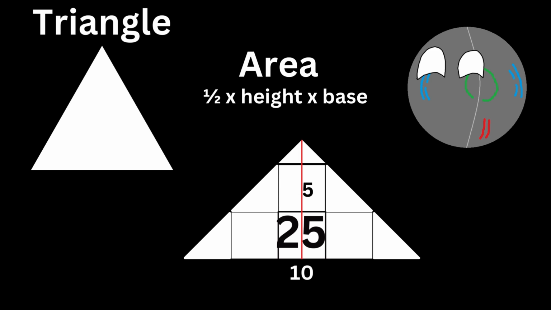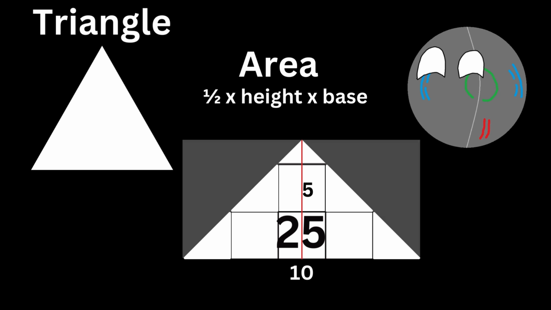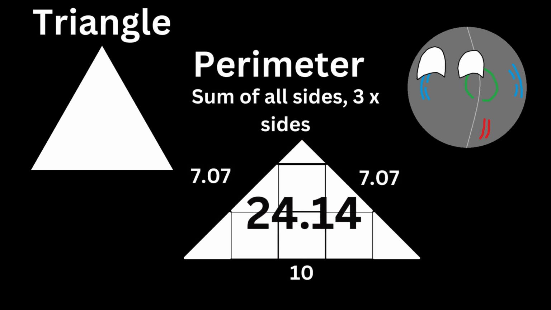The formula for area of a triangle is half into height into base. So take the height of the triangle as the length and the base of the triangle as the width of an imaginary rectangle. Place the given triangle on the said rectangle, and you will find out that the triangle has half the area of the imaginary rectangle. So this is the area formula and its explanation for a triangle.